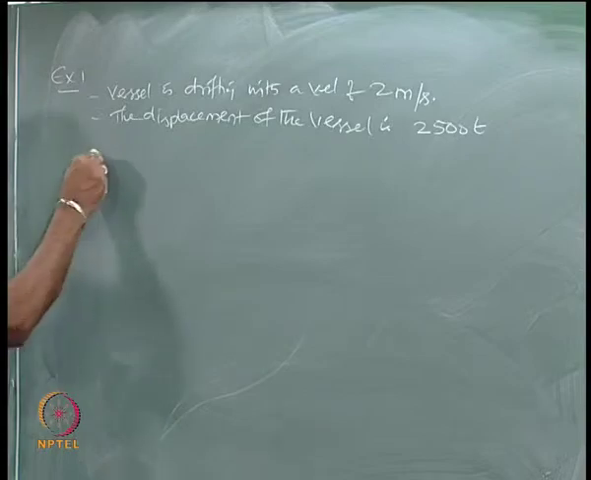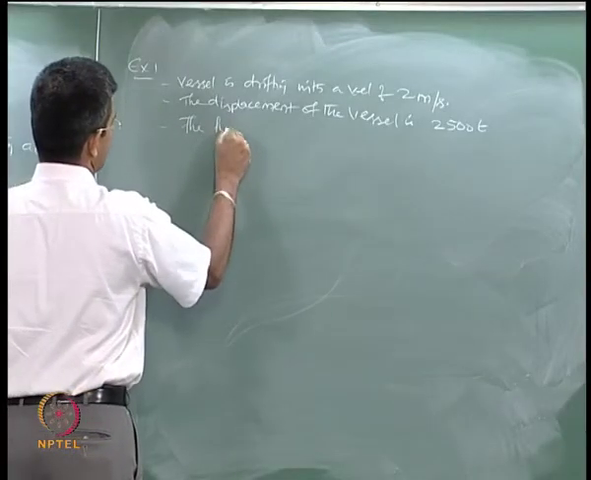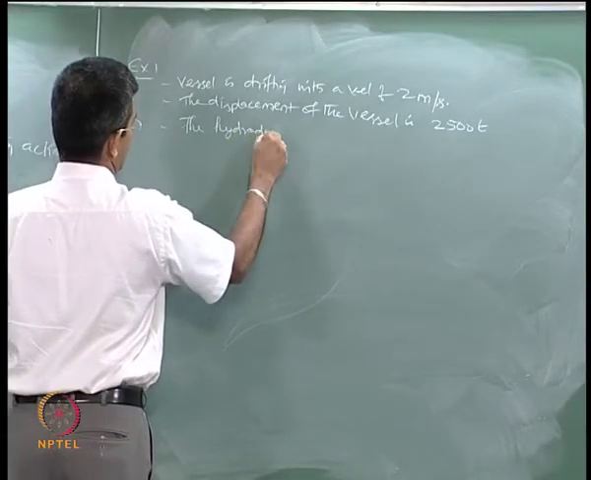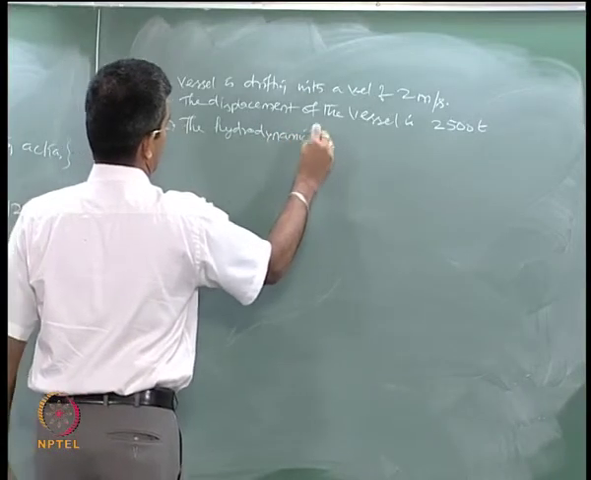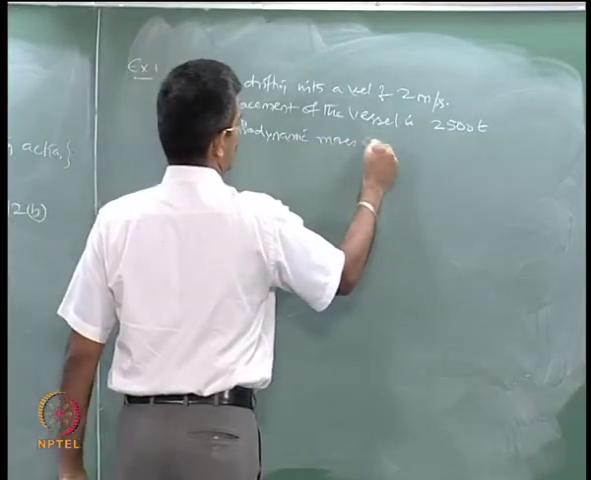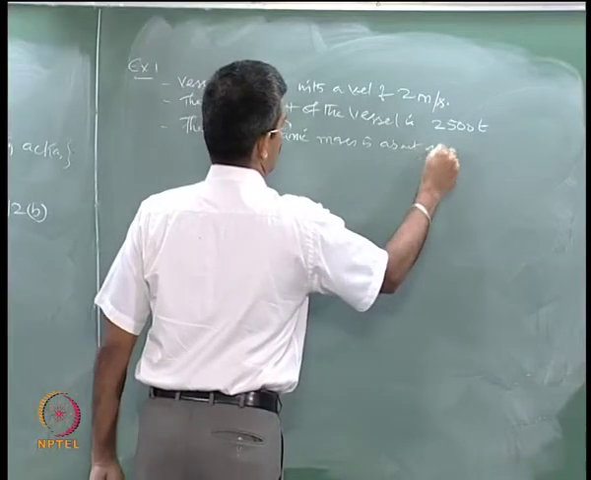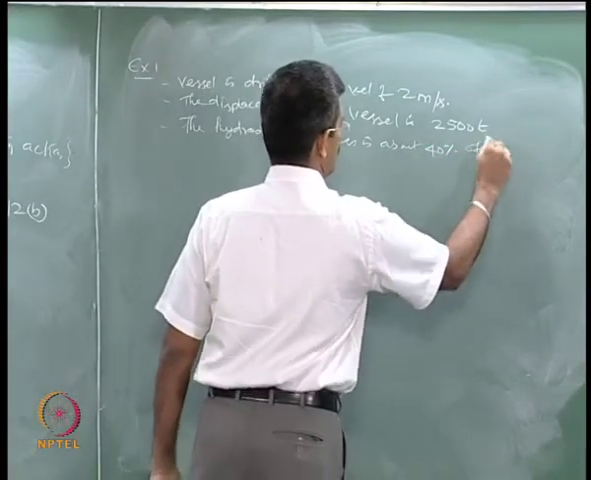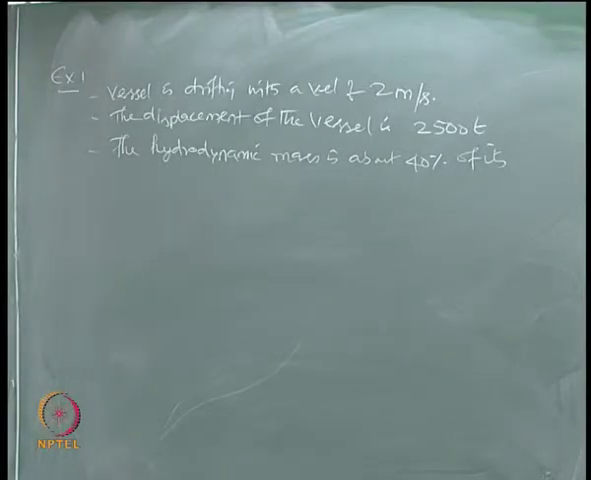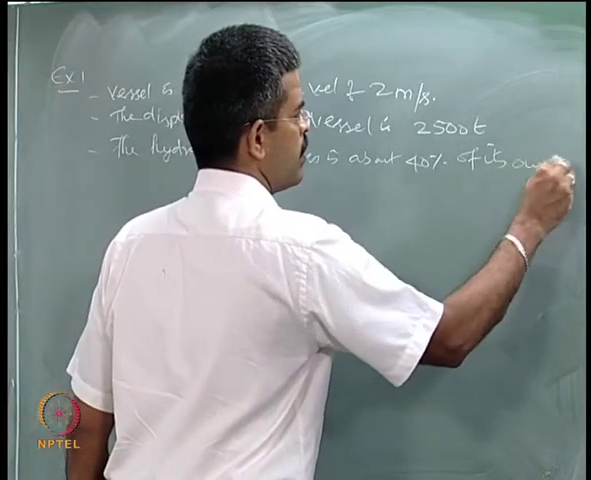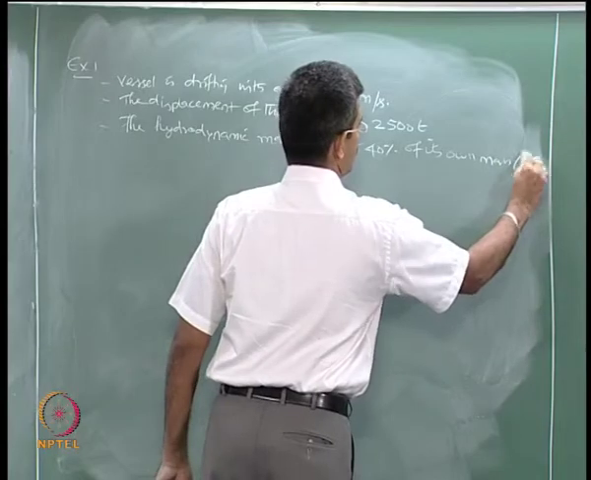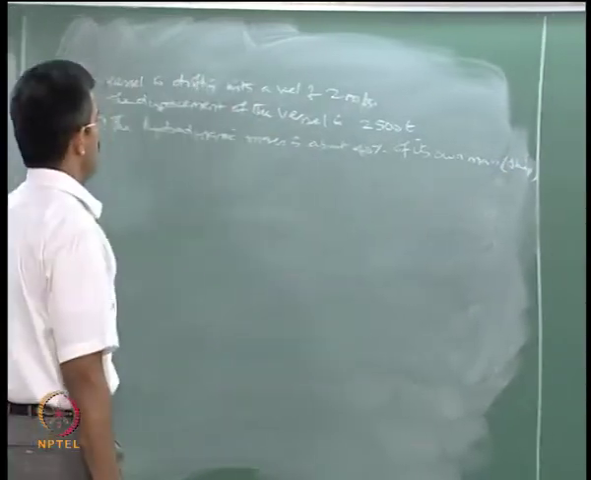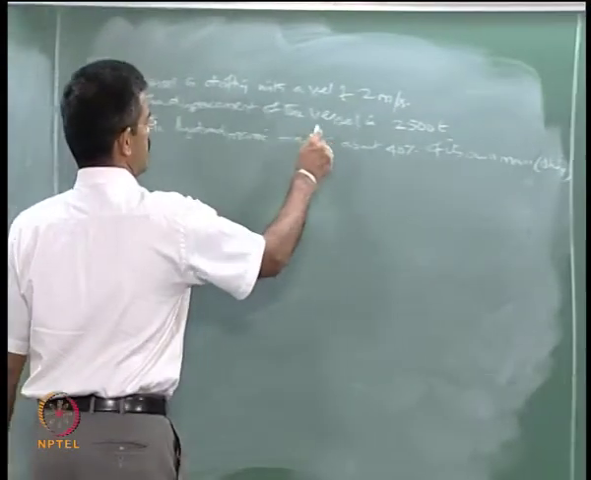The hydrodynamic mass, that is the added mass, is about 40% of its own mass. This is for the ship, not for the platform. This is also for the ship, it is a vessel. Okay.